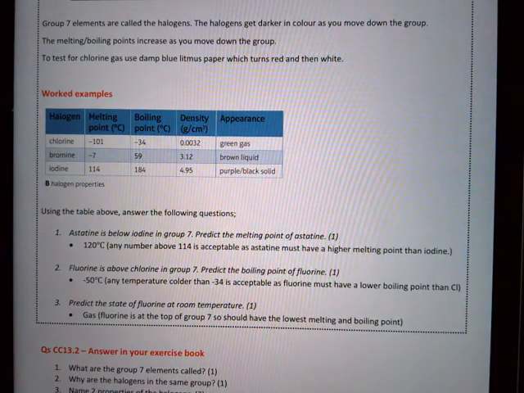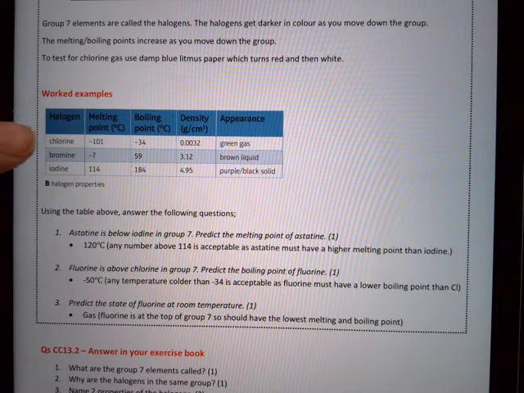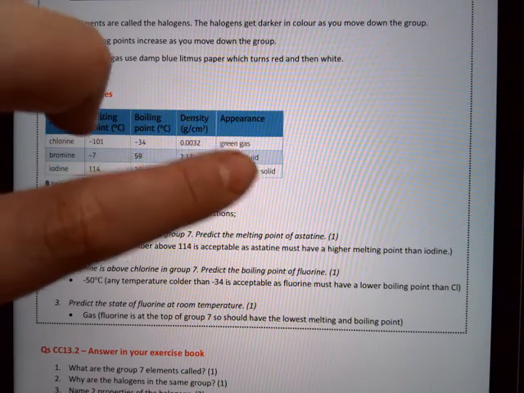If you were asked to explain why, you would say that the intermolecular forces get stronger as you go down the group. Chlorine, Cl2, bromine, Br2, iodine, I2, they are all simple molecules. Because they are simple molecules, there are intermolecular forces. And you can never say intermolecular forces are strong, but you can say that the intermolecular forces get stronger as you move down the group. Therefore, more energy is required to overcome them. Therefore, the melting and boiling points increase. And that's why I'm going from a gas to a liquid to a solid.